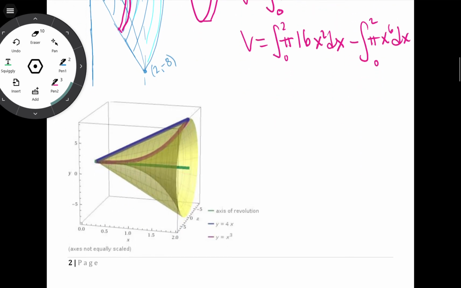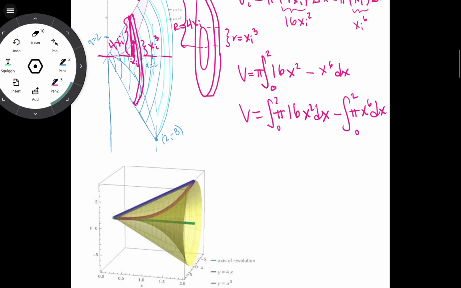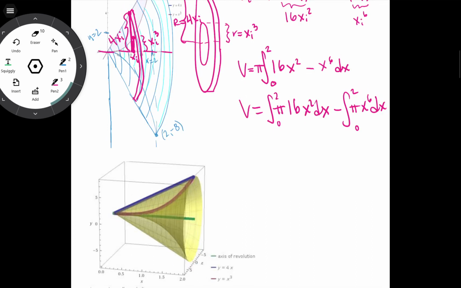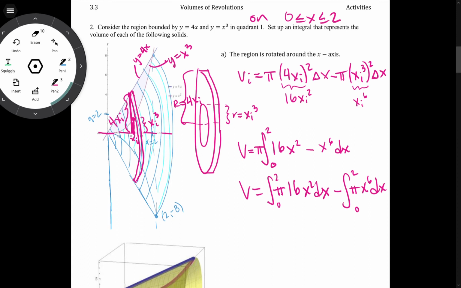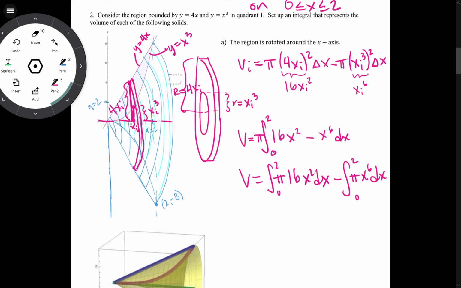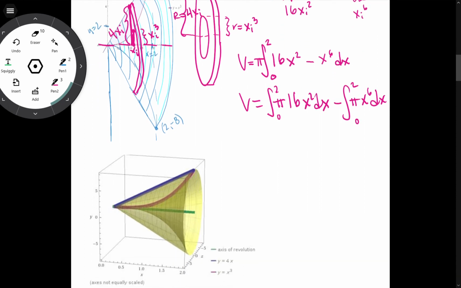For this, oh, that's right, I forgot. Okay, so here I drew my picture, but I do have a computer generated version. You can get Wolfram Alpha to do these. You just tell it basically what we had here. You tell it to rotate the region bounded by y equals 4x and y equals x cubed, and then I think you should probably give it x values. So I think I said on 0 less than or equal to x less than or equal to 2, something like that. So I'll probably, on your next technology piece, ask you to play around with that a little bit.